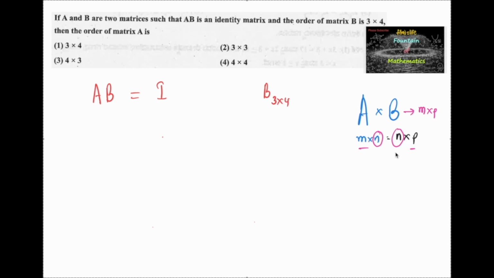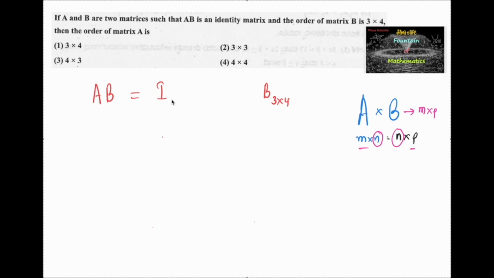Given A and B are two matrices such that the product AB is an identity matrix and the order of the matrix B is given as 3 by 4. And we know that the product of the matrices A and B is defined if the number of columns in the first matrix should be equal to the number of rows in the second matrix. So these both must be same, and the product matrix AB will have the order M by P, meaning M rows and P columns.